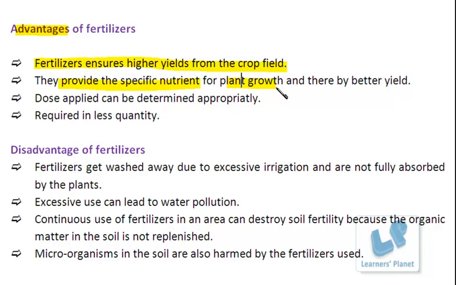Let us say the soil is lacking a particular type of nutrient which is essentially required for the growth of the crop. So in that case, what is to be done? The fertilizers can be used over there, of course, to increase the yield from the fields. Fine. Next thing is that in this case, the dose applied can be determined appropriately.